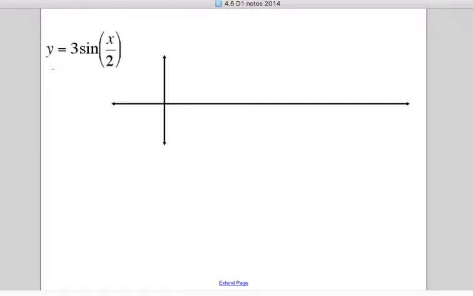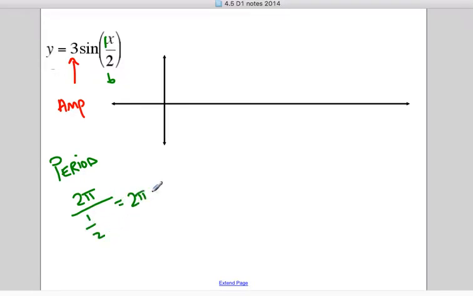This one has 2 aspects to it. It's got an amplitude of 3, and then it has a value in front of the x. Technically, what's in front of the x? Technically, it's a 1/2. So the b value is 1/2. So to get the period, we have to do 2 pi divided by the value of b, which is 1/2. That's the same thing as 2 pi times the reciprocal. The reciprocal of 1/2 is 2 over 1. So the period is 4 pi.